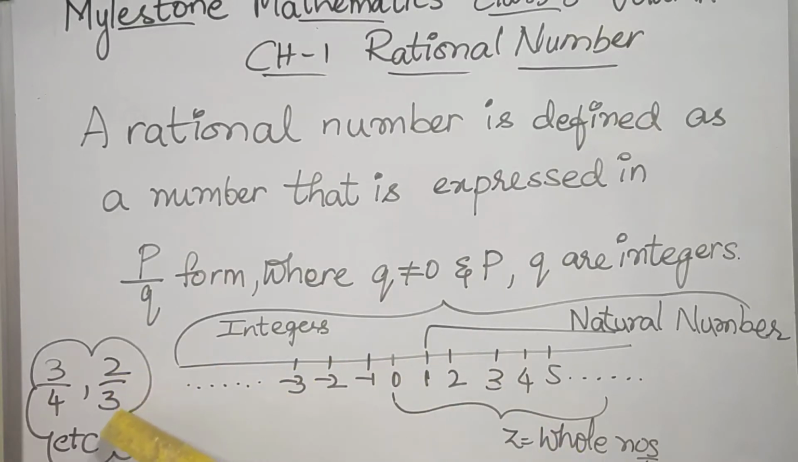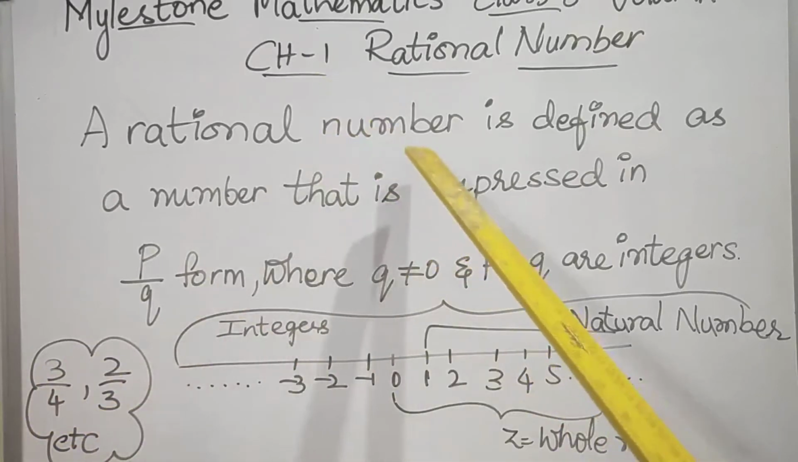The q should have an integer value, not 0. q is not equal to 0 means q should not be 0 here, so 2 by 0 or 3 by 0 is not a rational number. If we take minus 2 by 0, for instance, it is not a rational number either. So we don't write like 2 by 0 or 3 by 0. We write only like 3 by 4 or 2 by 3, etc., in rational numbers.